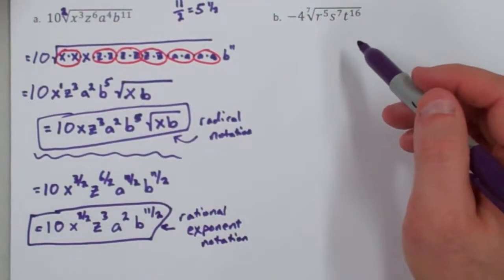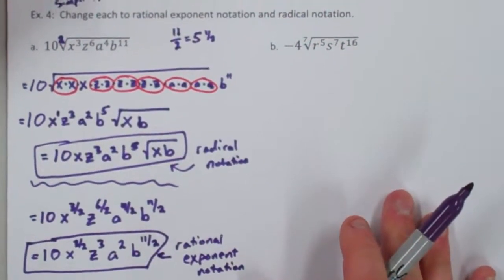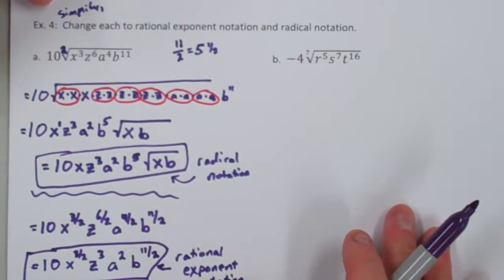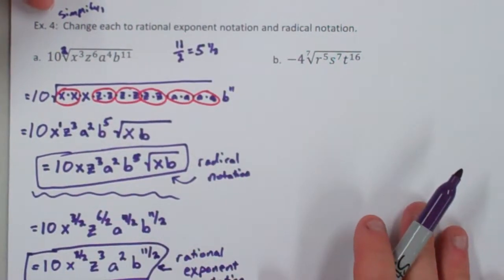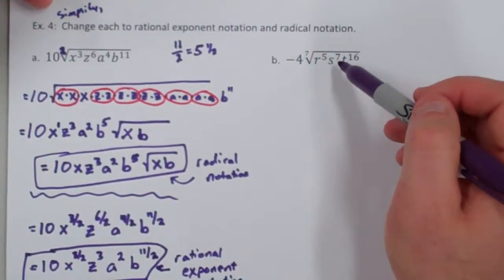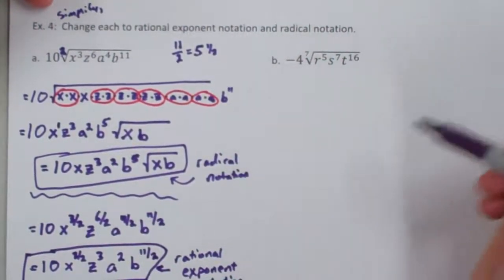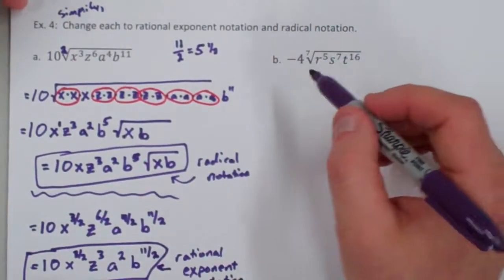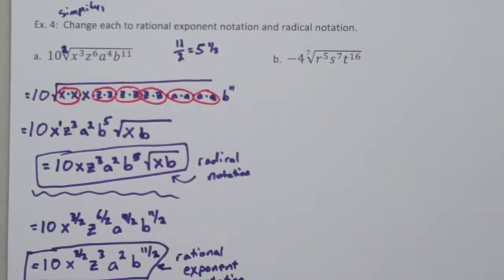For part B, we can do the same thing, and maybe I'll do this for you in the correct order, or at least what it says up here. So let's go ahead and do that, and then we're going to simplify it into radical notation after we've done the rational exponent part. So let's take a look and see what happens there.